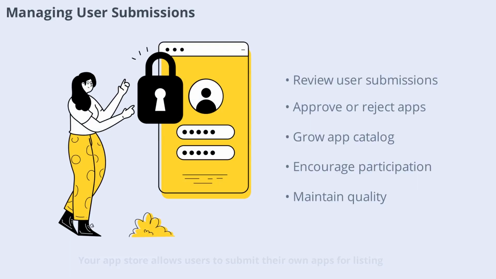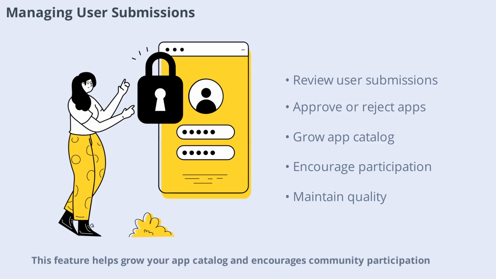Our App Store allows users to submit their own apps for listing. In the admin dashboard, you can review, approve, or reject these submissions. This feature helps grow your app catalog and encourages community participation. Make sure to check submissions regularly and maintain quality standards for your store. Managing user content is a key part of running a successful app marketplace.